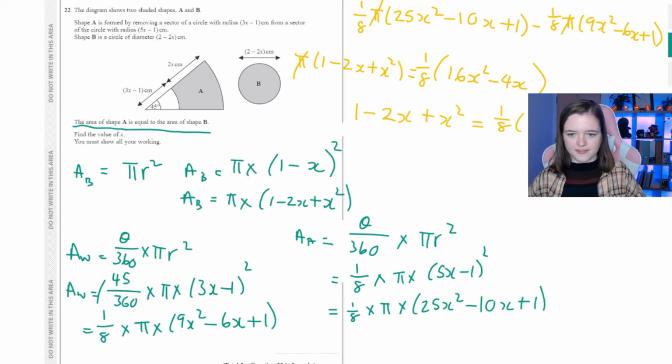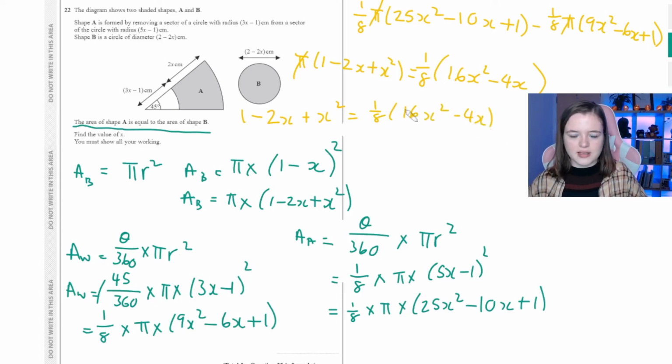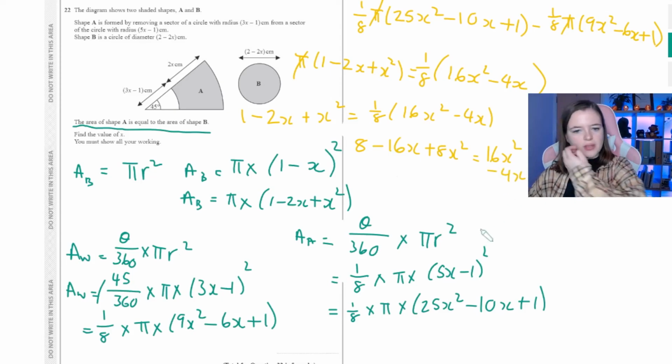My face is there. So getting used to what you can and can't see. I'm going to shuffle it over a little bit, put it down here. So then I've got 1 minus 2x plus x squared equals an eighth of 16x squared minus 4x. This eighth is getting in my way, so I'm going to times it all through by 8. Get rid of that eighth. So then I'm going to get 8 minus 16x plus 8x squared equaling 16x squared minus 4x. There we are.